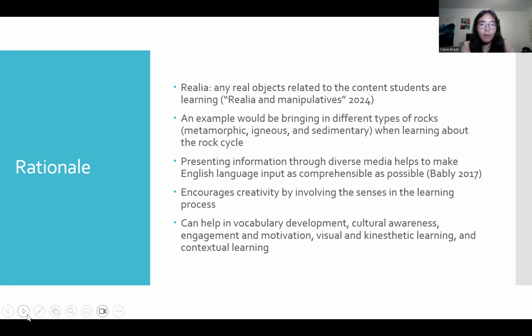This learning strategy has a variety of benefits. It can help vocabulary development, cultural awareness, engagement and motivation, visual and kinesthetic learning, and contextual learning, which is the main benefit that I will be taking advantage of in my lesson today.